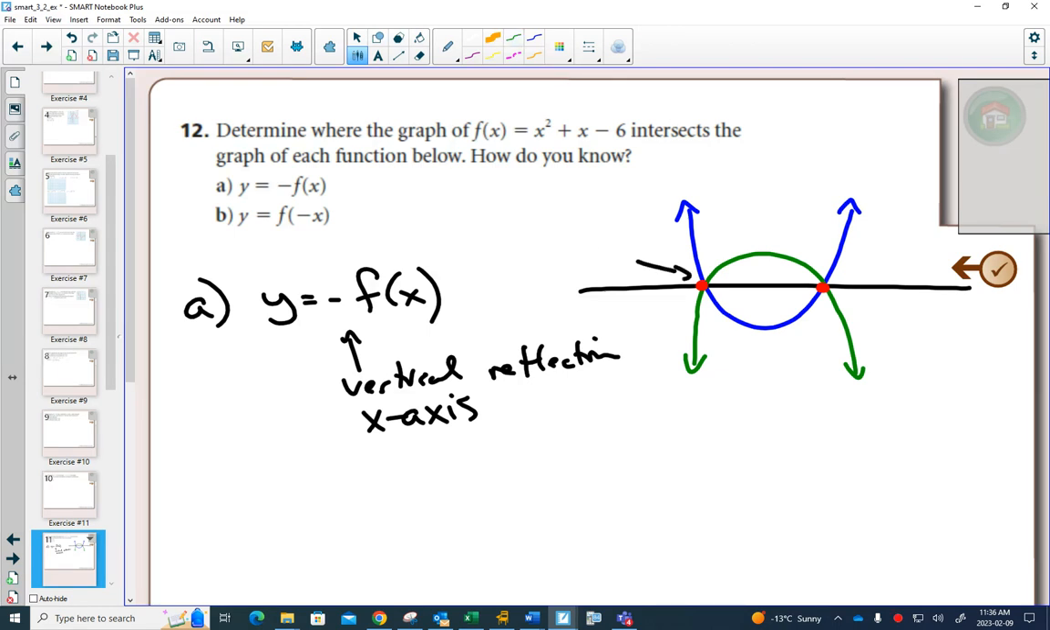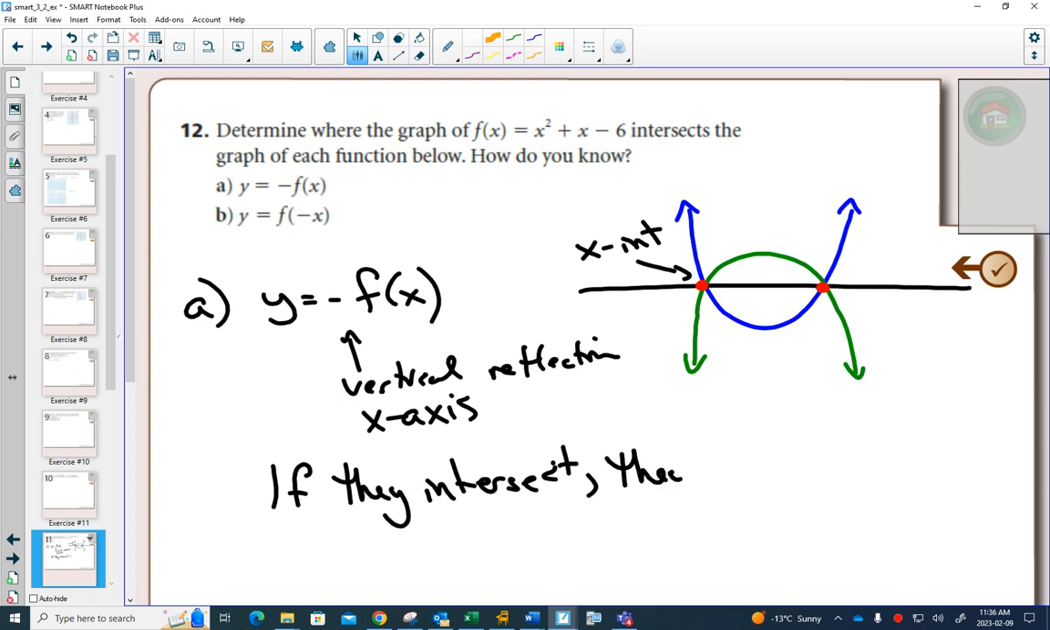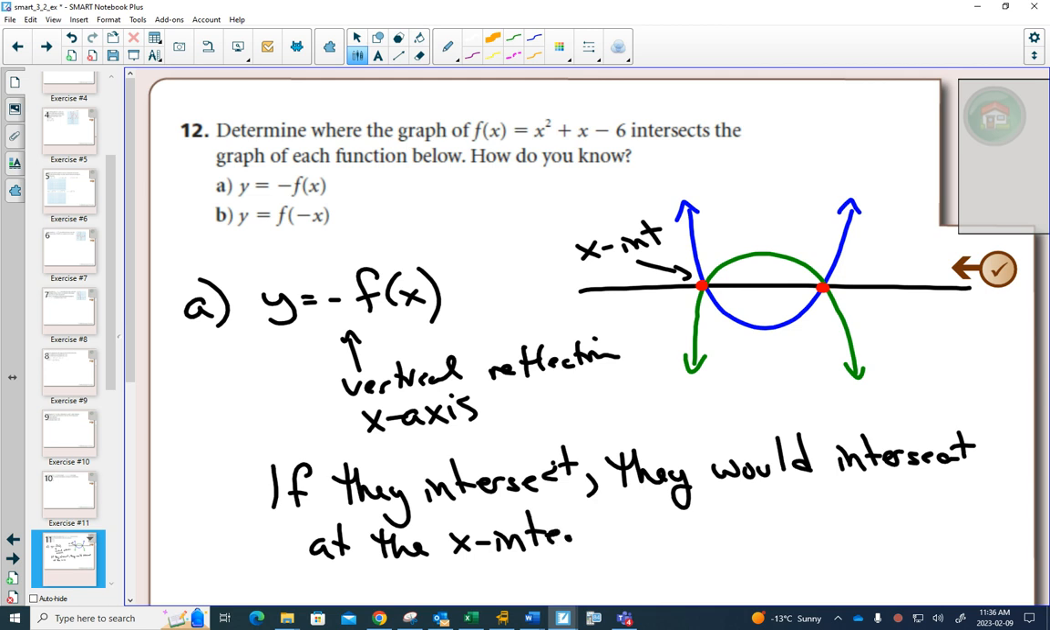Those points would be an x-intercept. So at this point in my head, I say to myself, if they intersect, they would intersect at the x-intercepts. So now my problem solving has started off with I have no clue.